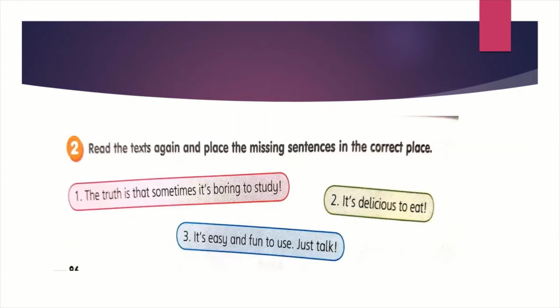Okay, let's move to activity 2. You have to read the texts and find the missing sentences. Here we have 3 sentences. Each one of them belongs to one of the texts that we read. While I was reading, I read the sentences with the text. So I need you to listen again to what I read and read yourself and find which sentence belongs to which text.